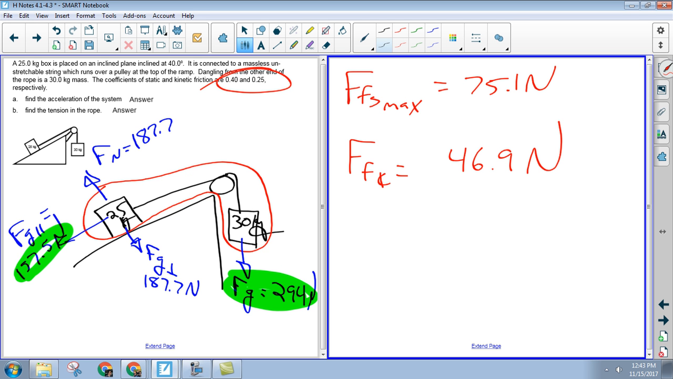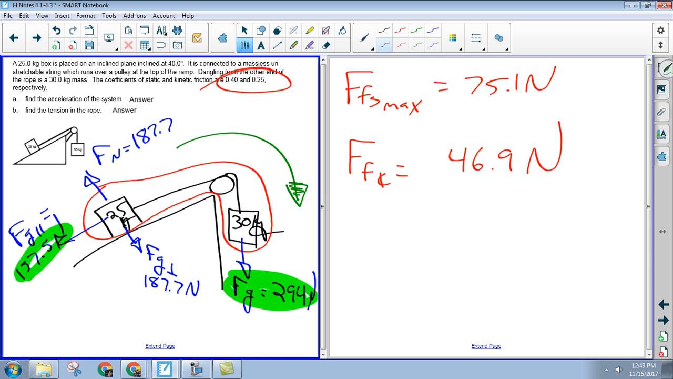Have I lost anybody? Okay, so first of all, we said if there wasn't friction, that it would move this way, right? What's static friction going to try to do? Sure, AJ? Prevent that motion. It's going to try to prevent that motion, right?